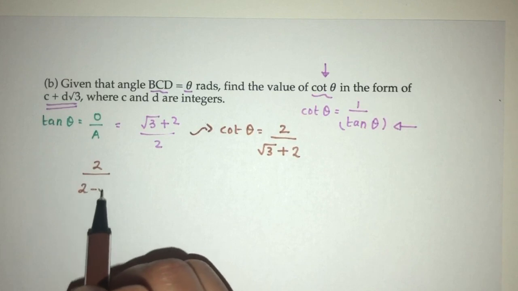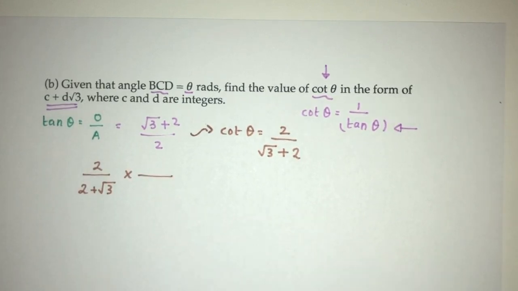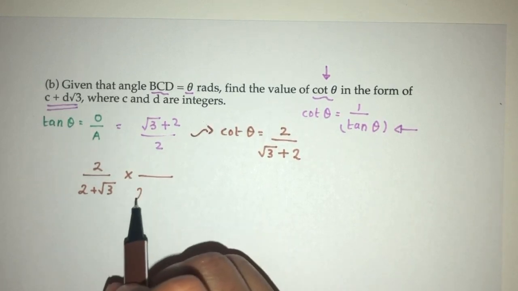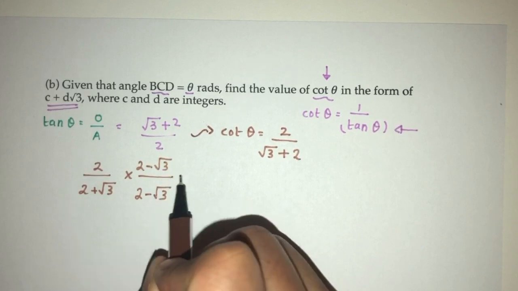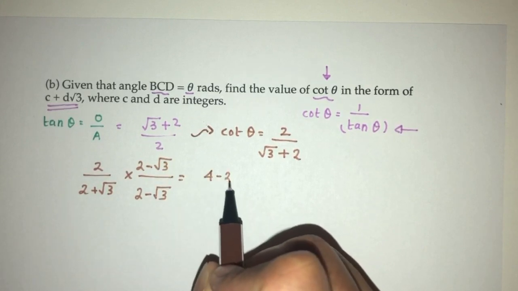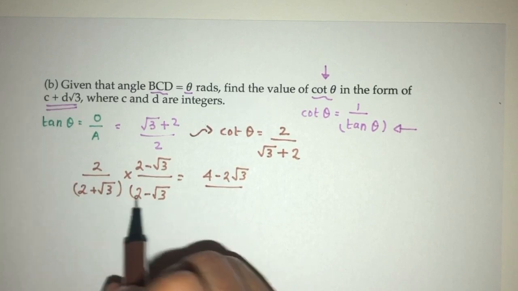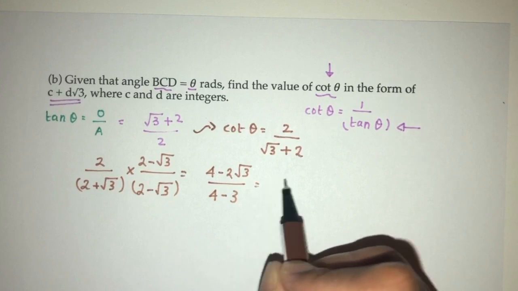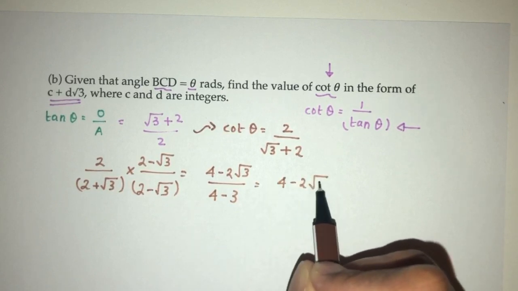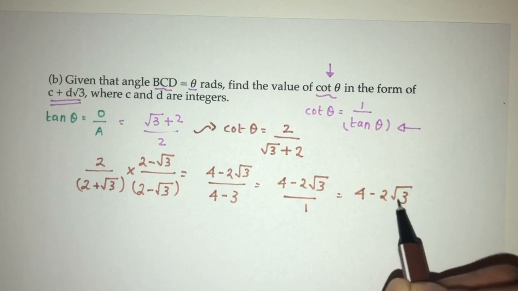That will be 2 minus root 3. Multiply by the conjugate of this, so, apologies, the conjugate will be 2 minus root 3. 2 minus root 3. That will be 4 minus 2 root 3. And so this time, this will give you what? If you expand and simplify, you will have 4 minus 3, and that should be 4 minus 2 root 3 over 1, which is 4 minus 2 root 3.